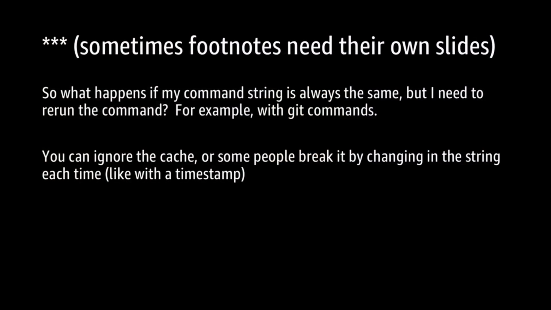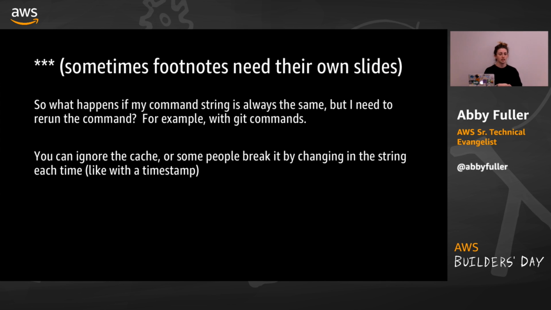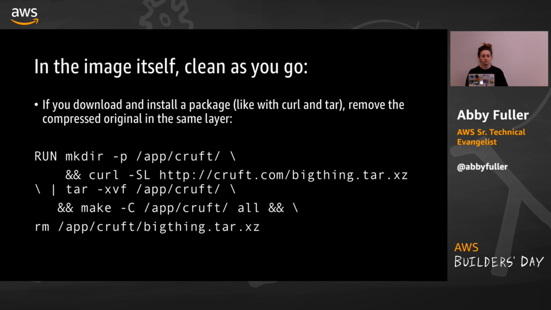So sometimes, this is my footnote, what happens if your command string is always the same, but you need to rerun the command? A good example of that is pulling from a Git repository. The repository address of your registry will never change. So a lot of people either pass the flag to ignore the cache entirely, or you can cache break by adding something like a different string every time. For a lot of people, that's a timestamp, so you're effectively changing the line every time, so that it's forced to rerun the command, even though the string that makes up the command has not actually changed.